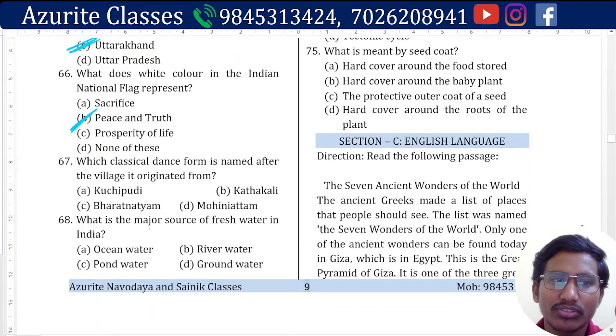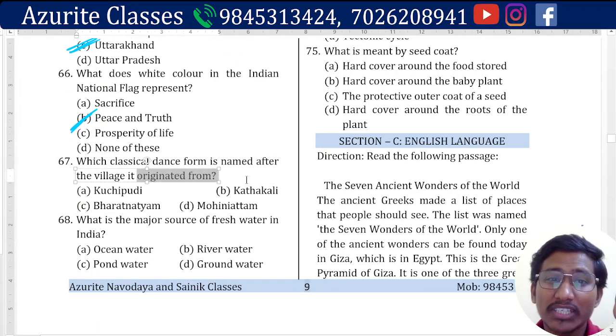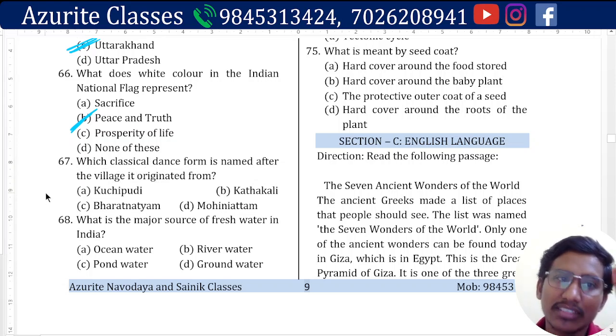Now 67. Which classical dance form, named after the village where it originated? That is Kuchipudi. That village is in Andhra Pradesh. Okay, so that is option A.